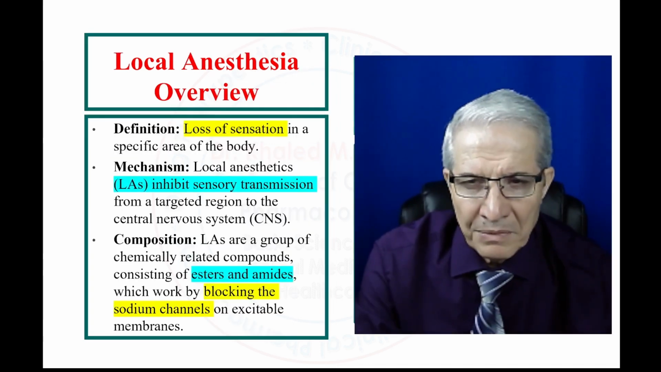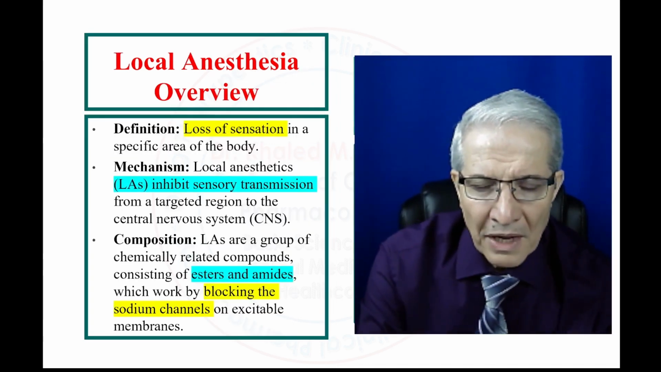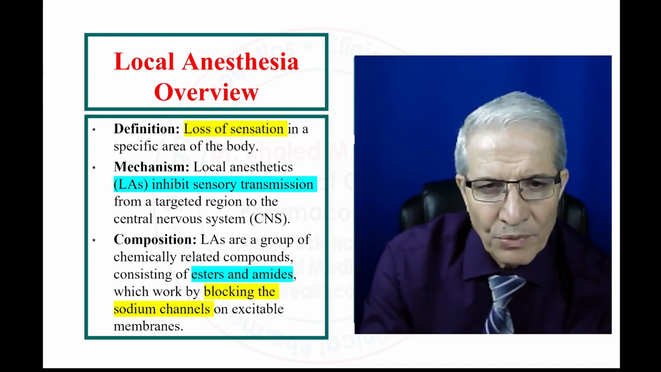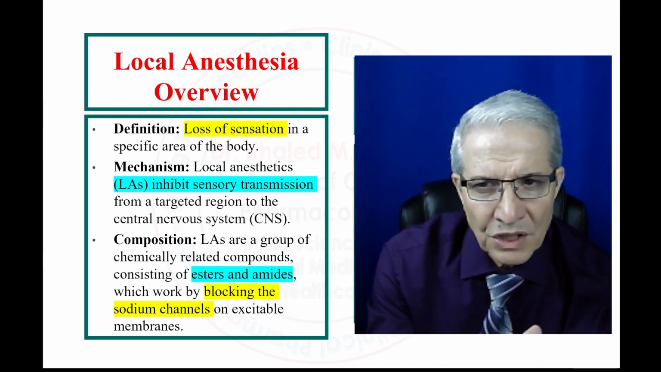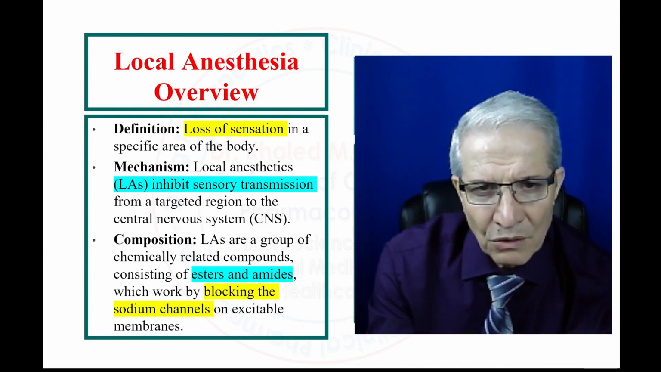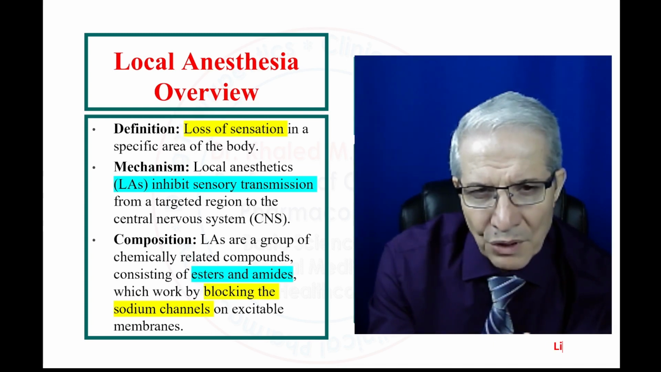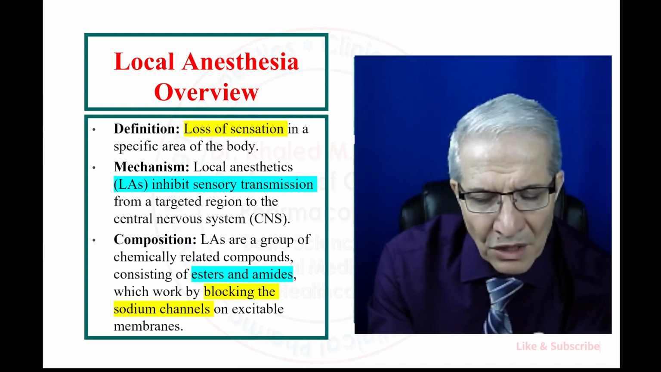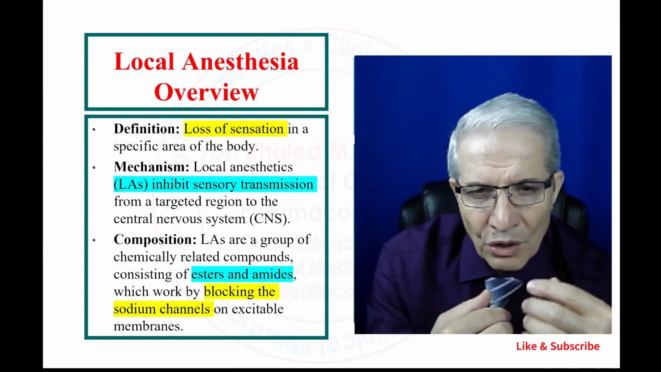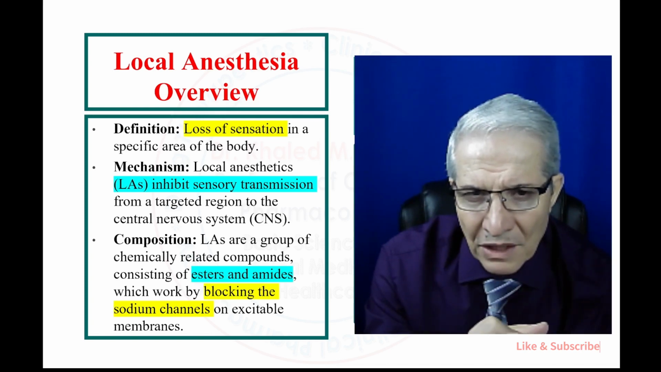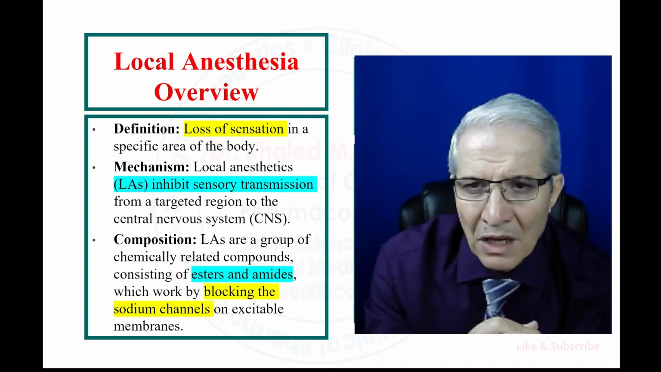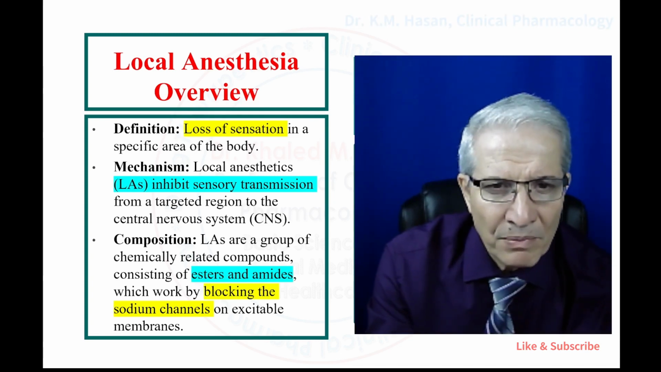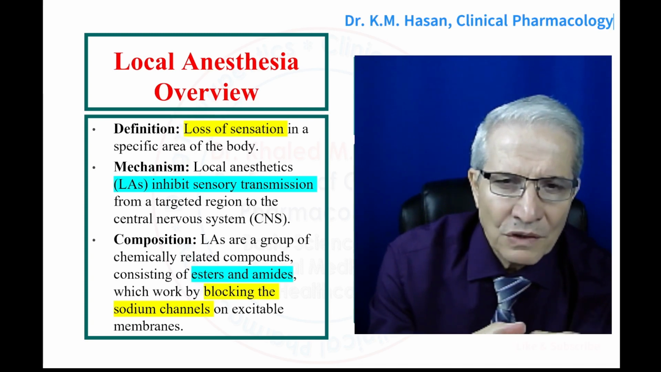As you can see from this slide, here is the overview for local anesthetic. The purpose of local anesthetic is to produce loss of sensation in a specific area of the body. It could be the eye, the ears, the teeth, or the skin. If you have a wound and you need to do some minor surgery on the skin, or a tooth extraction, for example, we need to lose the sense of pain in order to perform this minor surgery.